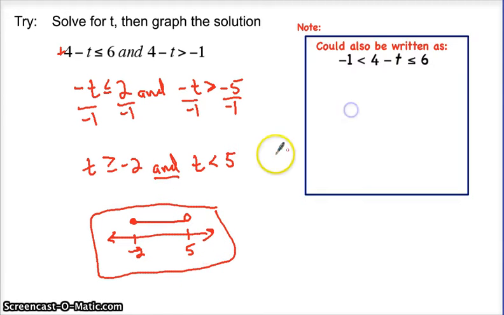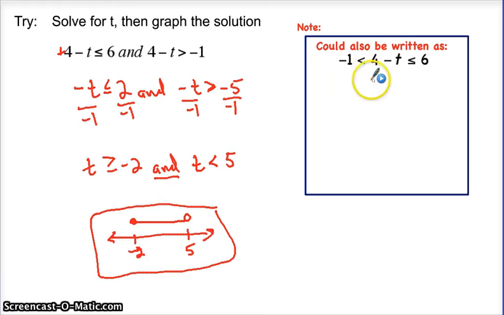Now note that the way those are written, you actually could have written them as one large compound statement. Because 6 is technically on the greater side, so 4 minus t is less than or equal to 6, but at the same time, 4 minus t is greater than -1. 4 minus t falls in between those two things. And you can solve that whole thing all at once. Let's take the same two moves we did here and finish it off.